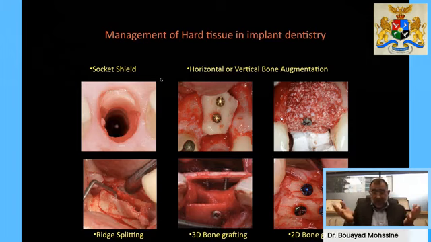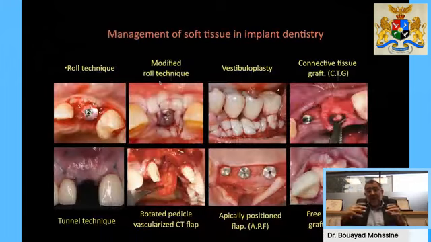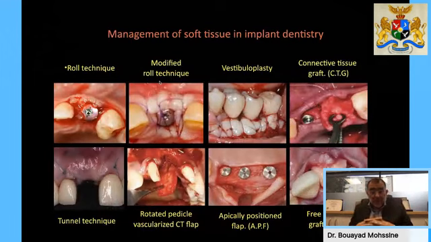With horizontal or vertical bone augmentation, we can place a bone block with allograft bone grafting or a sticky bone or MPM bone. We can also create a new volume of bone with 3D bone grafting or 2D bone grafting. After we finish creating a new bone volume, a good bone volume to place the implant in the ideal position, you have to manage the soft tissue around the implant.